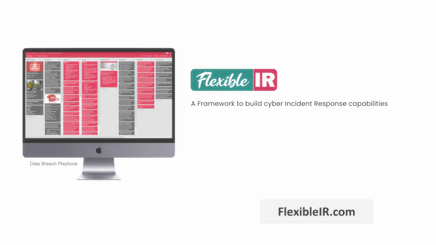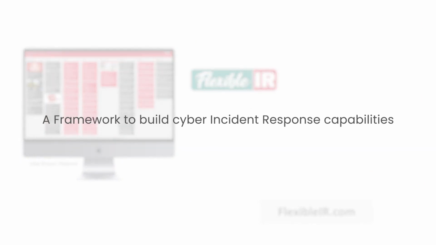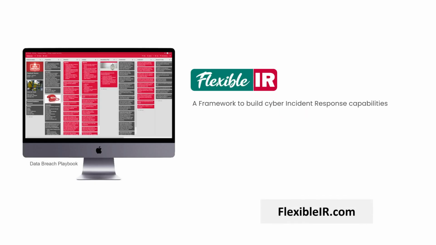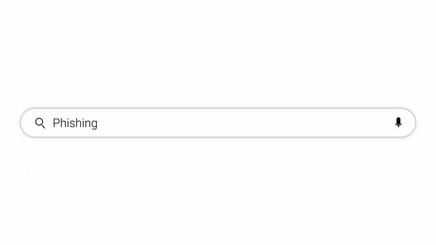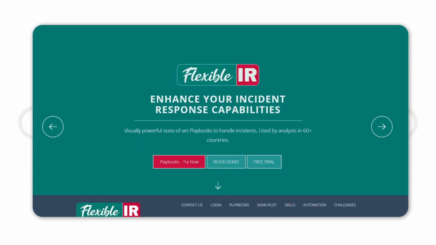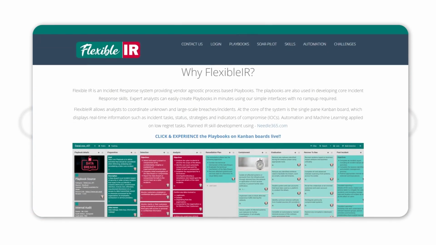Let me tell you today a bit about Flexible IR. Flexible IR is a framework to build cyber incident response capabilities. If you want to find out more, don't hesitate, go to flexibleir.com or simply type phishing playbooks or ransomware playbook in an internet search engine and you'll find Flexible IR.